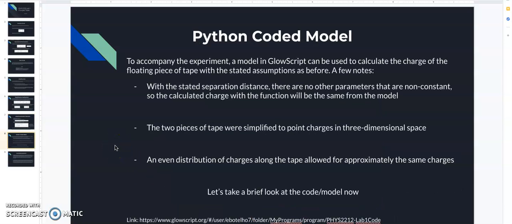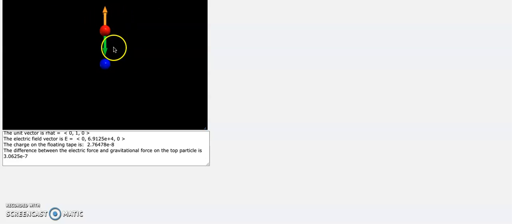Looking at the coded model that accompanies the experiment, we used GlowScript to calculate the charge of the floating piece of tape with the stated assumptions. A few quick notes: with the stated separation distance, there are no other parameters other than the charge that are non-constant, so the calculated charge will be the same from the model. If the separation distance were different, we created a function that enables us to find the actual charge. The two pieces of tape were simplified to point charges, and even distribution of charges along the tape allowed for approximately the same charge. Looking at the code now, here is the simulation.